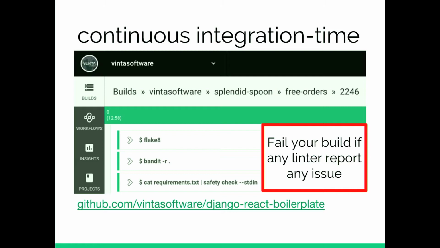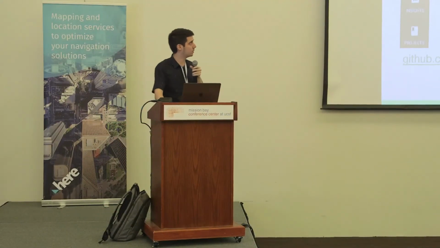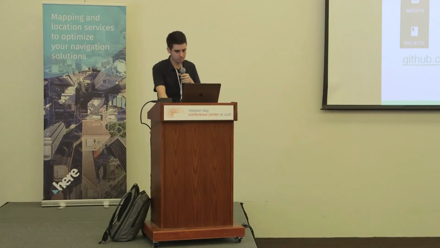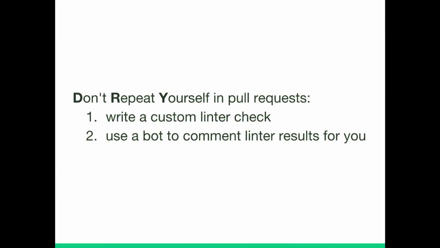Django React boilerplate of Vinta, a Django boilerplate that works with Webpack and React, has lots of linters there, and if you want an example of a project that has lots of linters and has everything configured, just check there. And also, you don't want to repeat yourself in pull requests. This is especially useful for open source projects where anyone can make a pull request.